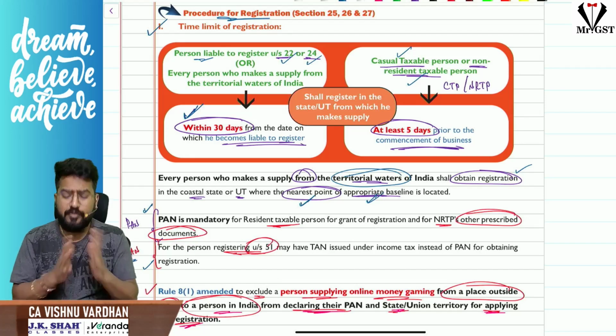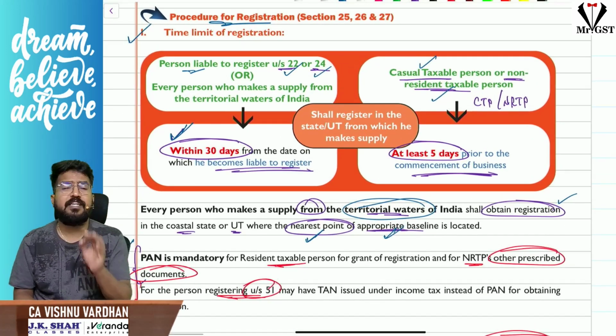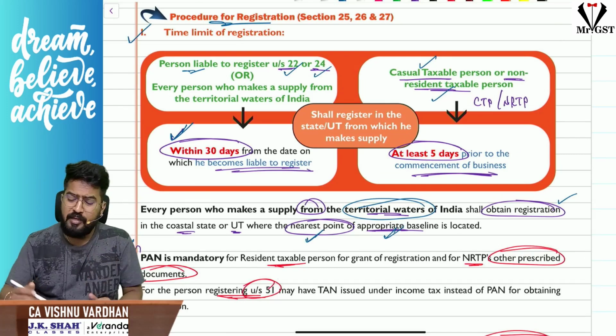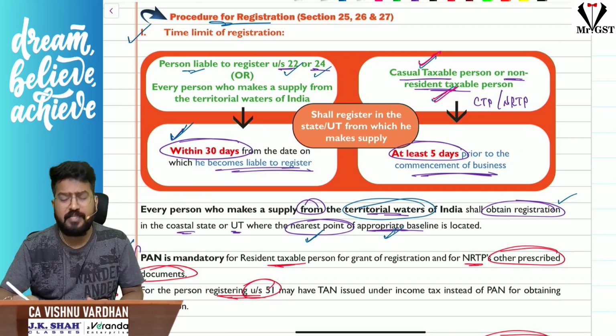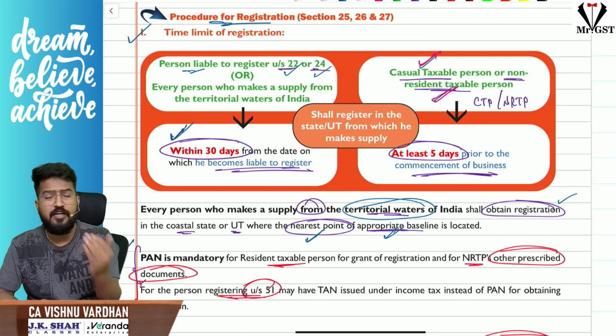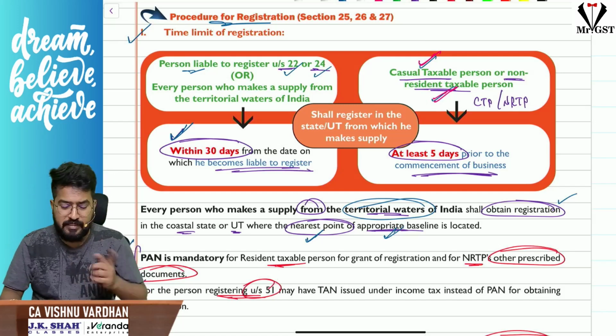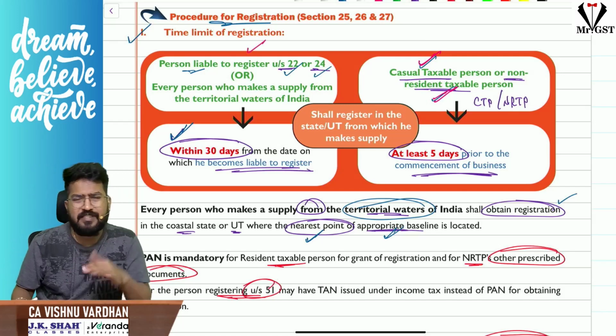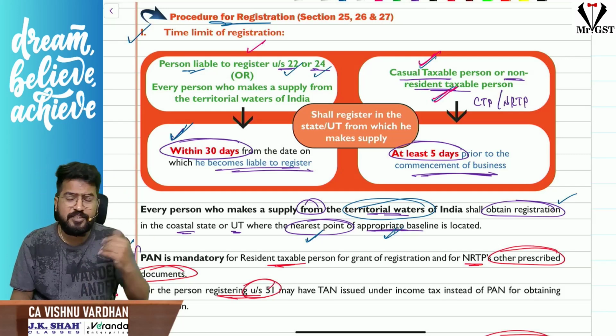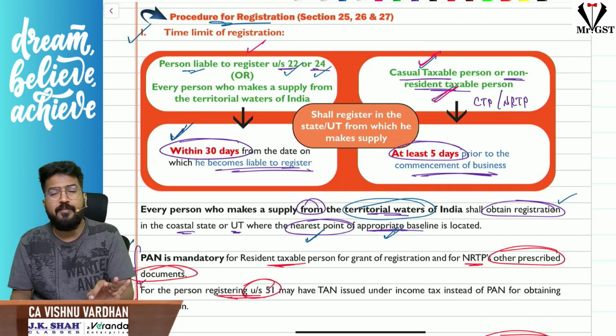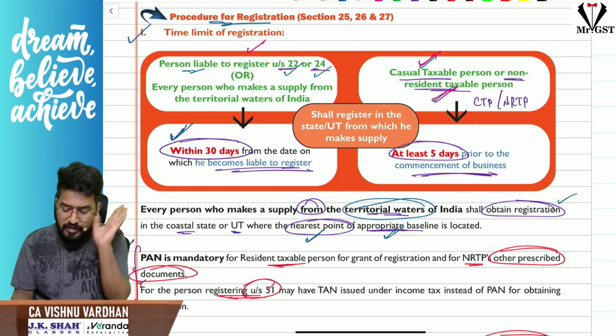So the next one, sections 25, 26, 27, is the time limit for taking registration. Normally, casual taxable persons and non-resident taxable persons should apply for registration at least 5 days prior to the commencement of the business. But for others, first start business, become liable for registration under section 22 or 24, and after becoming liable, within 30 days you apply for registration. That is the concept.